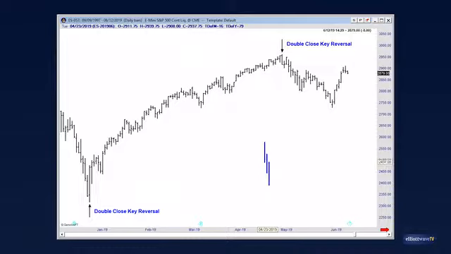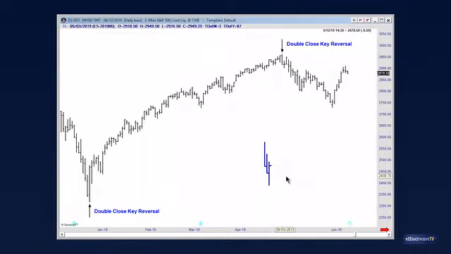Now, a double close key reversal occurs whenever prices make a new low below the prior low, yet manage to close above the prior 2 closes. So, for example, the close on this day could actually be, say, the bottom of the bar, and then the same thing on the previous bar. So it's a 3-bar pattern in which you make a new low below the prior bar, yet the close is above the prior 2 closes.